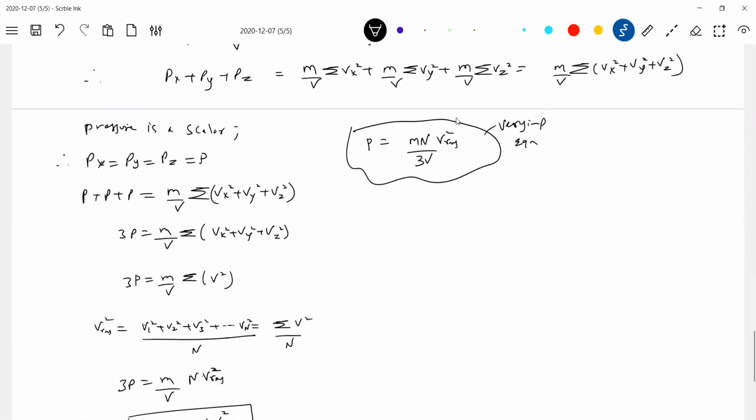So we know this. Can we also write M by 3V? So what is the density of gas, mass by volume? So rho by 3. Okay, this is the expression for root mean square speed. So what should we call vrms?